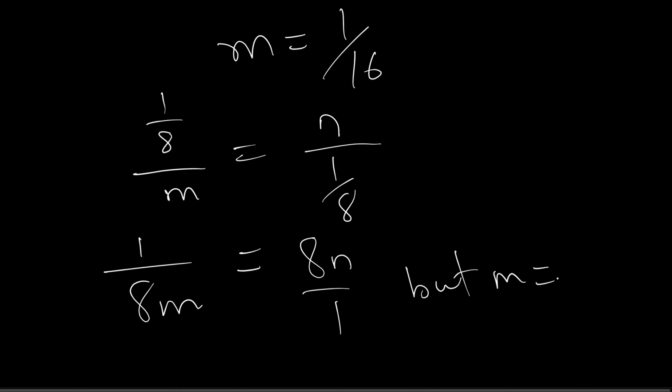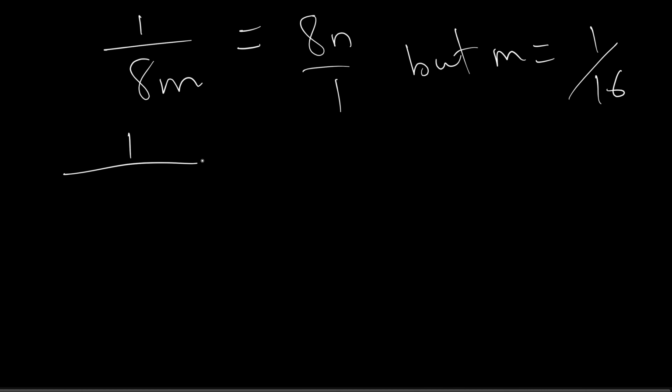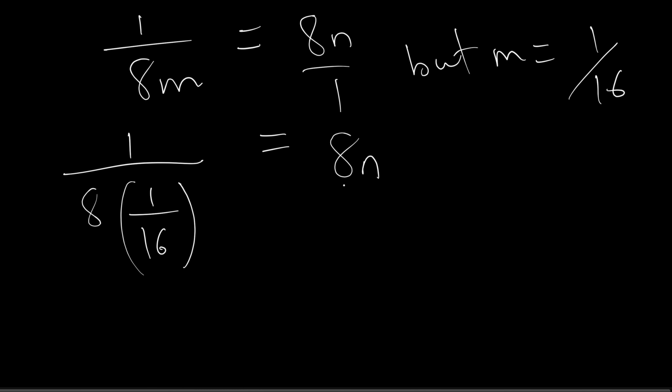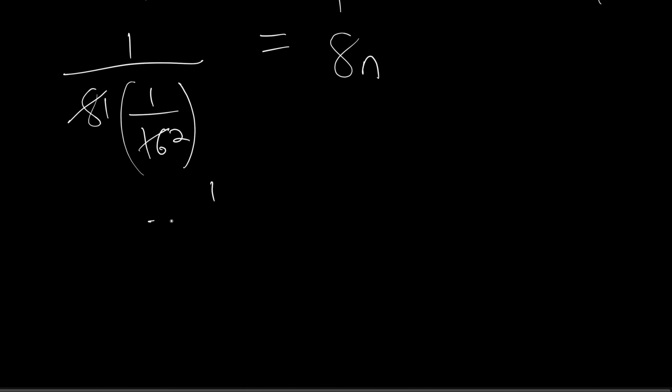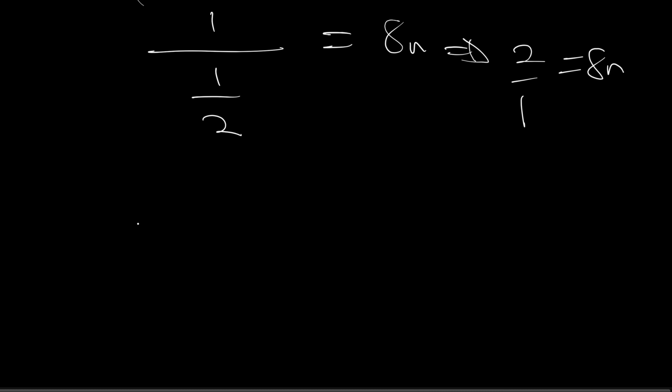But m is equal to 1 over 16. So we have 1 divided by 8 multiplying 1 over 16 is equal to 8n. Now 8 goes into 16 two times. So we have 1 divided by 1 over 2 is equal to 8n. Now 1 divided by 1 over 2 is the same as 2 over 1, so 2 is equal to 8n.